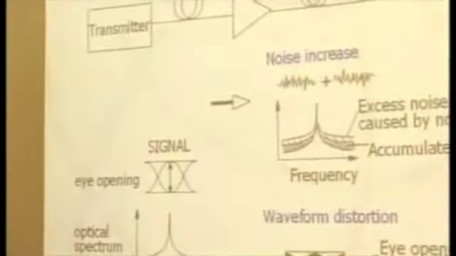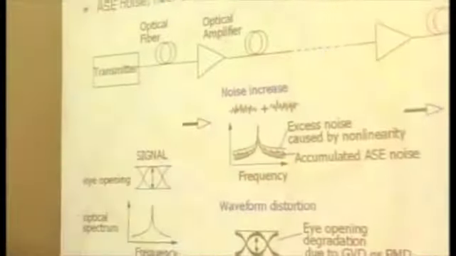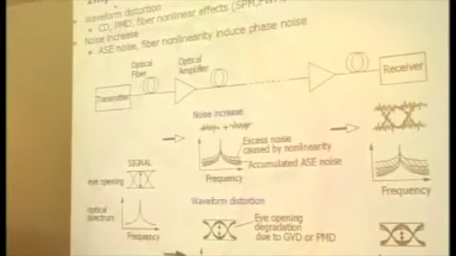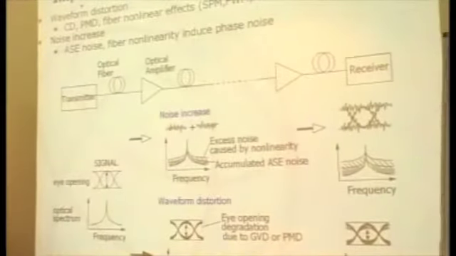This figure shows the so-called general description of optical transmission system impairments. As you know, this optical amplifier system has a transmitter and receiver, and the signal propagates along the fiber-amplifier combination many times. Roughly speaking, the impairments in optical communication systems, or optical signal transmission, are mainly two factors.